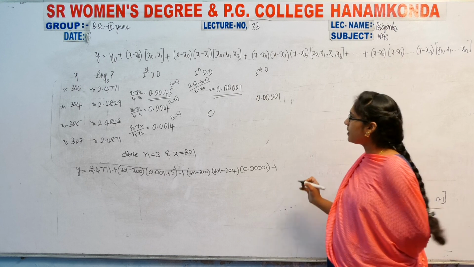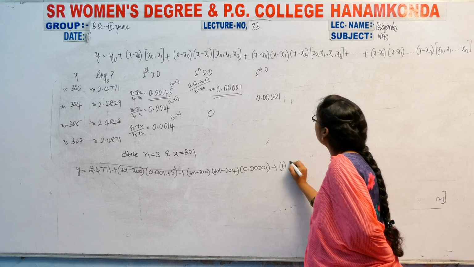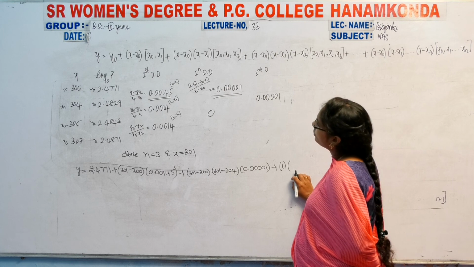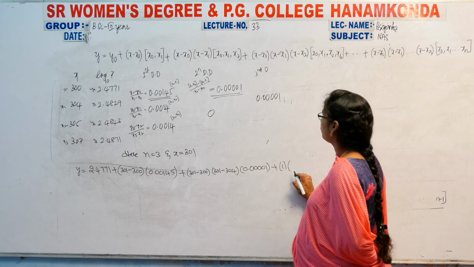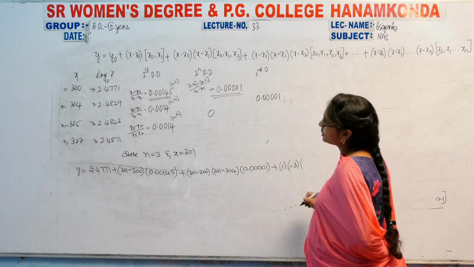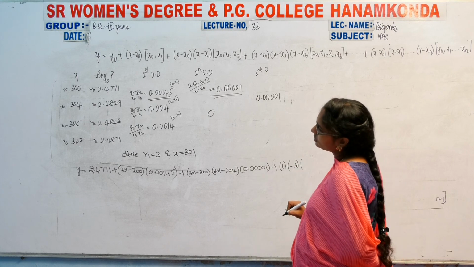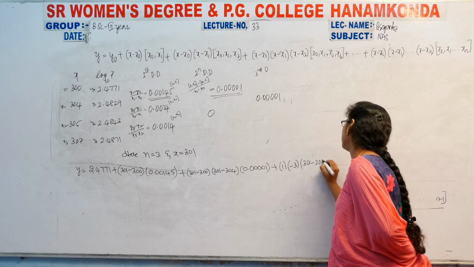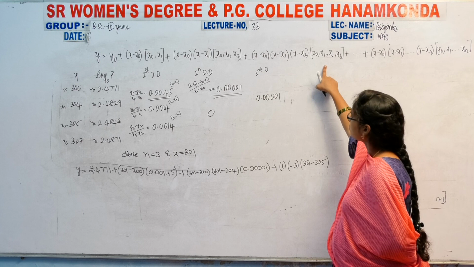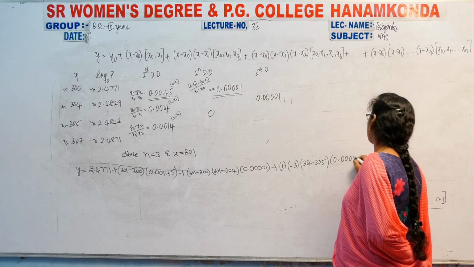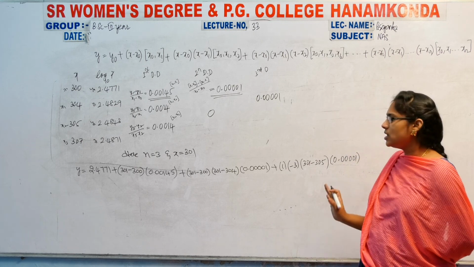Next plus x minus x0, x is 301 minus 300, that is 1, into x minus x1, 301 minus 304, so 301 minus 3, into x minus x2, 301 minus 305, into the third divided difference, 0.00001, and the remaining values are zeros.